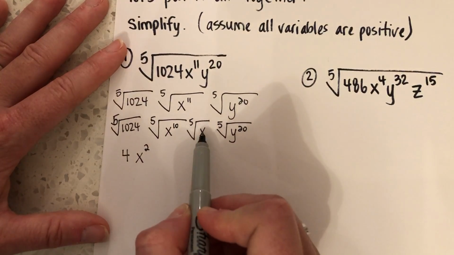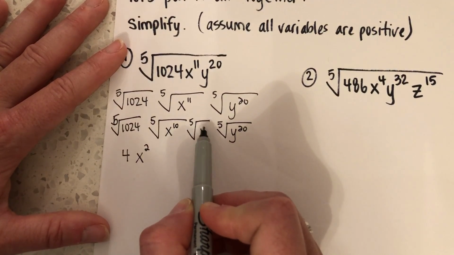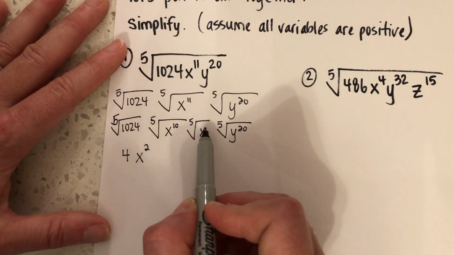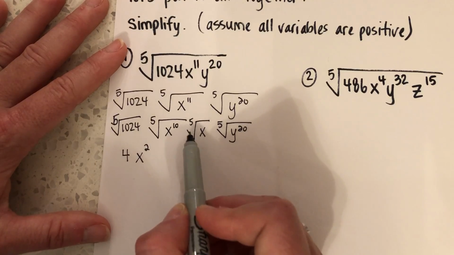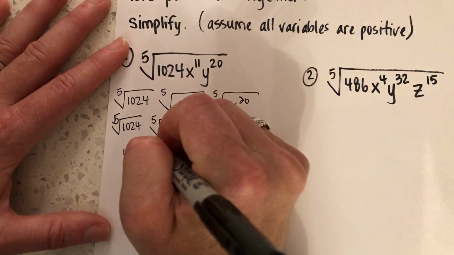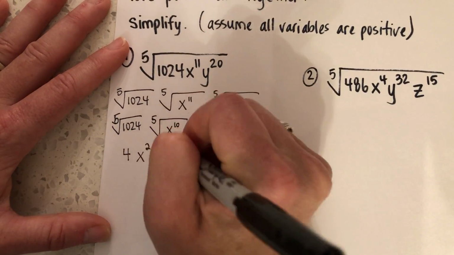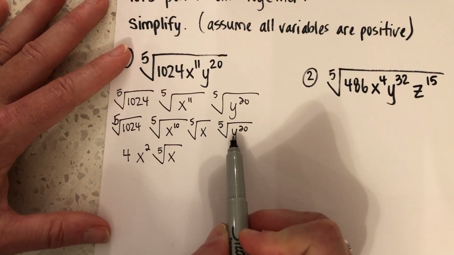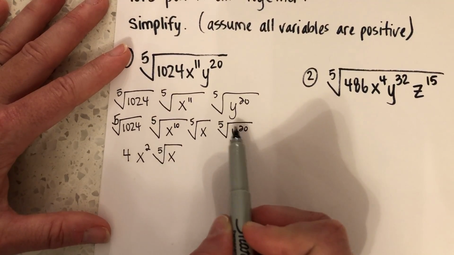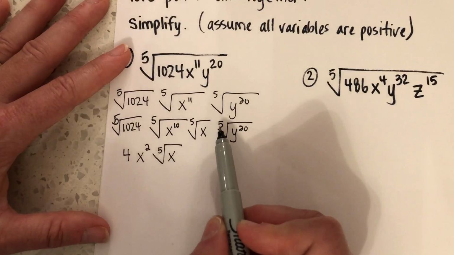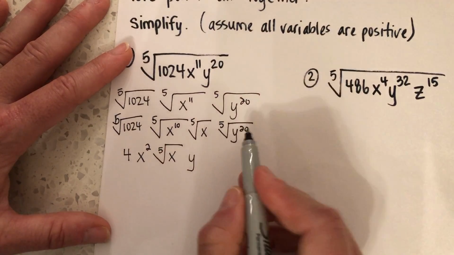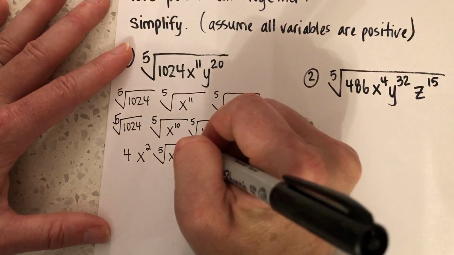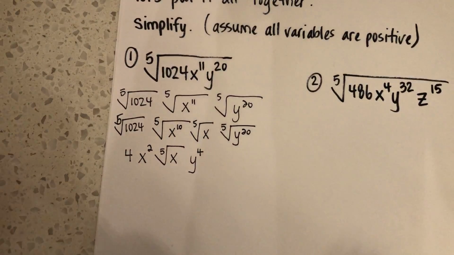All right, the 5th root of x. Well, remember, 1 does not divide by 5. Nothing smaller than 1 divides by 5. This is my leftover stuck under the radical piece. So the 5th root of x stays. All right, the 5th root of y to the 20th is going to be y to the, does 20 divide by 5? Yes. So it's going to be y to the 20 divided by 5 is 4. So it's y to the 4th, no more radical.